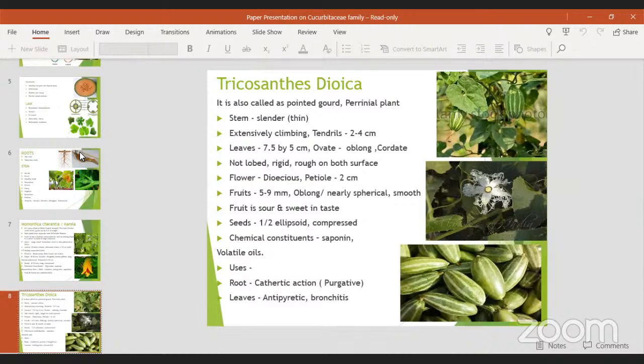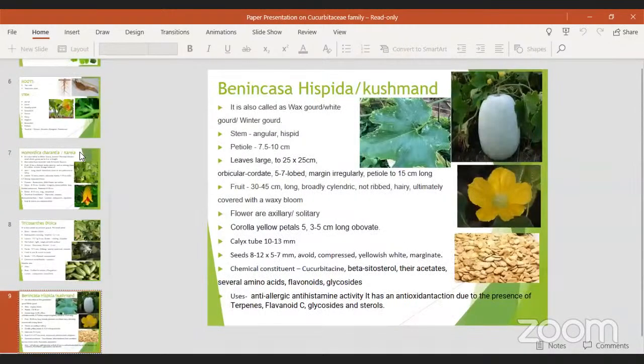Then the seeds are 8 to 12 into 5 to 7 mm, compressed, yellowish white, marginate. Chemical constituents: it contains cucurbitacins, beta-sitosterol, their acetates, several amino acids, flavonoids, and glycosides. Uses: it has anti-allergic and anti-helminthic activity. It has an antioxidant action due to the presence of terpenes, flavonoids, glycosides, and sterols.